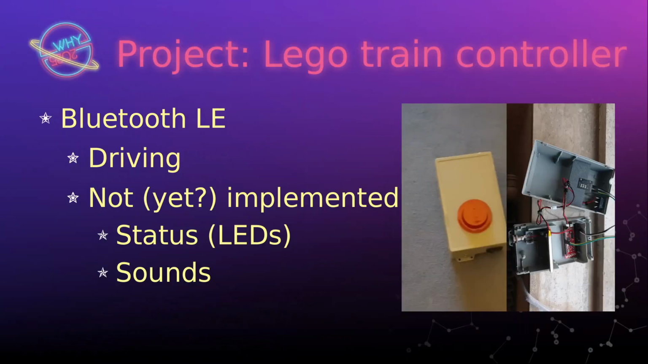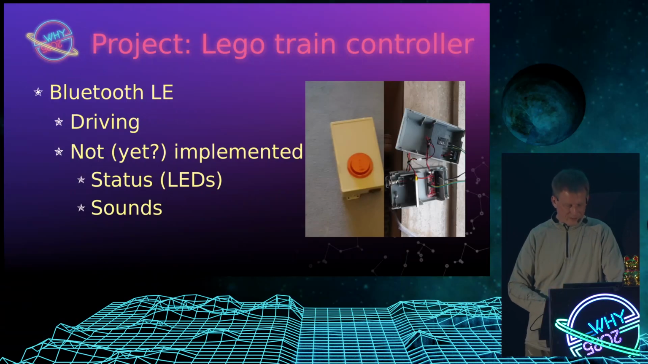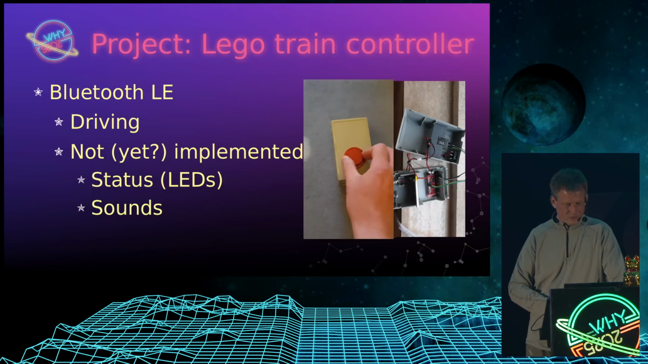Who here remembers these controllers that you used to have for trains back in the day, where you could turn the dial and then the train would drive? Yes, I got one of those on eBay, gutted it, and put in a rotary encoder, and I think it was an ESP32, and it works. It's driving, so my son can use one of these to control his Lego train, which the next video is about.